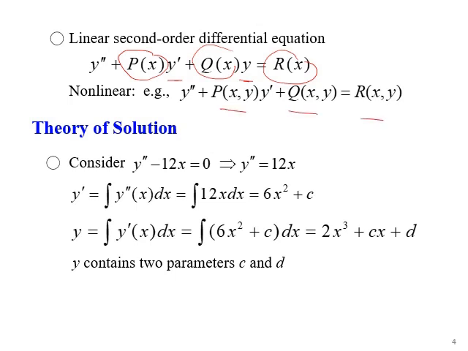Let's consider as an example this equation: y double dash minus 12x equals 0. I will take this part to the other side, it will be positive. I will integrate first, so I get y dash. When I integrate 12x, x becomes x squared over 2. Simplifying, 12 over 2 gives 6x squared, plus c, the constant. Now if I integrate again, I get y: x squared becomes x to the power 3 over 3, and 6 over 3 is 2, so 2x cubed, plus cx and a new constant, d.